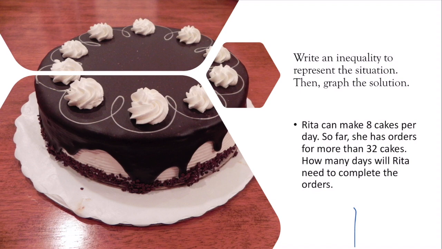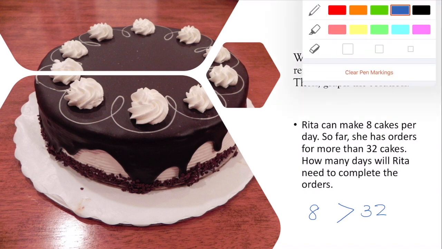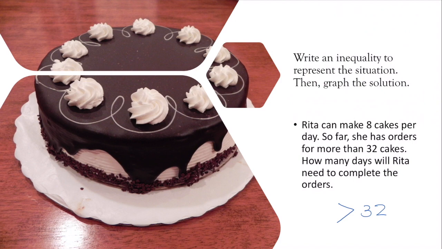If I have to write this as an inequality, I would say she has 8 cakes to make, she has 32, and she has more than 32 cakes. So whatever she has is greater than 32. I'm not worried about the 8 for now, so let's remove the 8 for now. Whatever order number she has is greater than 32. But now comes the 8 into play.